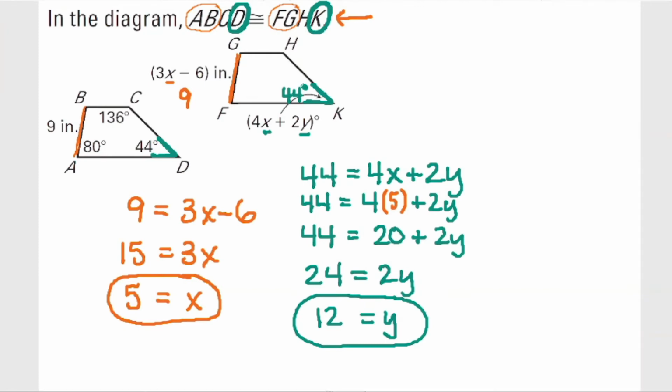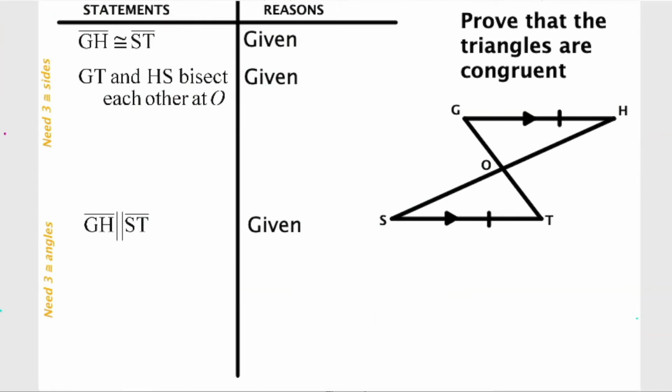So these figures are congruent as long as all of the corresponding sides are congruent and all of the corresponding angles are congruent. Now this is the last chapter that we'll get to do some hardcore proofs. Sorry if that disappoints you. We are going to try to prove that these two triangles are congruent. We have a couple of givens that are already marked on the picture. We have GH is congruent to ST, and GT and HS bisect each other at O. If we want to prove the triangles are congruent, that means that we need to prove that 3 corresponding sides are congruent and 3 corresponding angles are congruent.